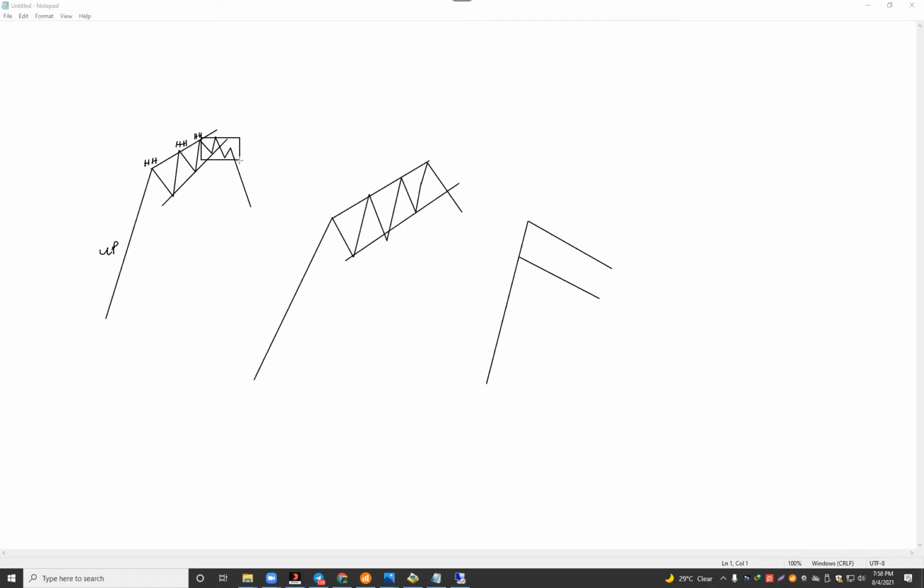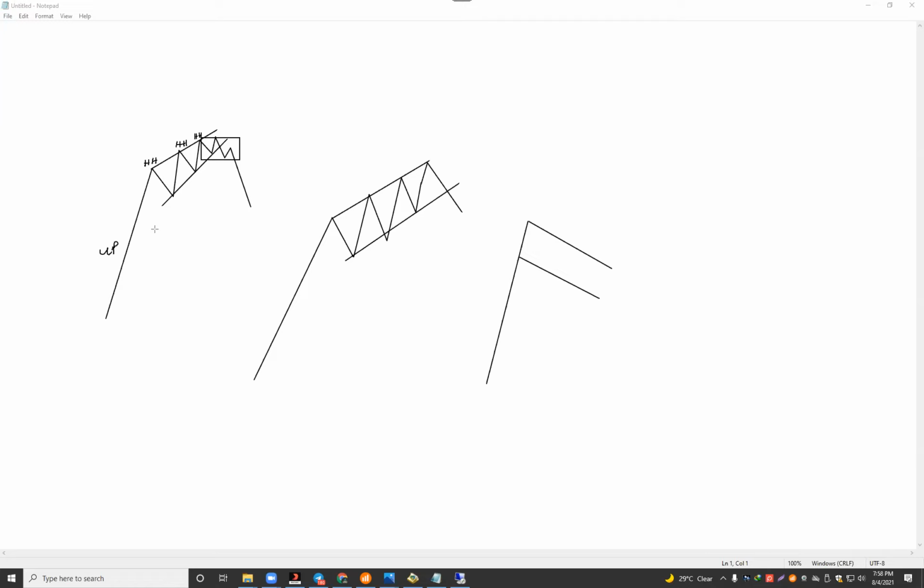The M pattern, lower highs. Before that, which pattern is this? A rising wedge. After the rising wedge, what did you find? The M pattern. So the rising wedge is a reversal pattern, and the M pattern is a reversal pattern. Now it will be the continuation, right?